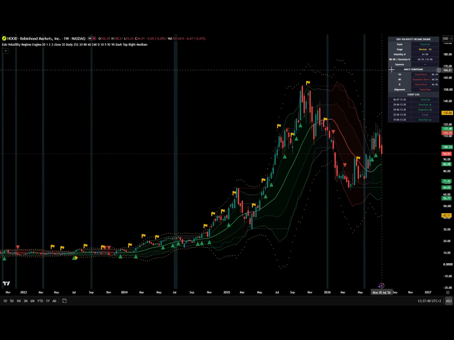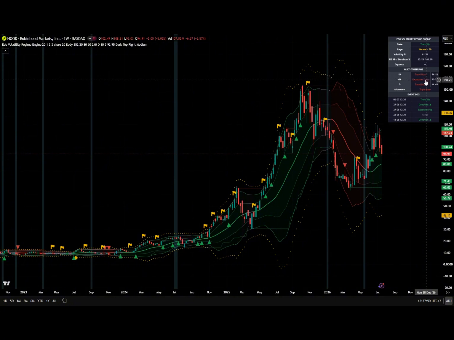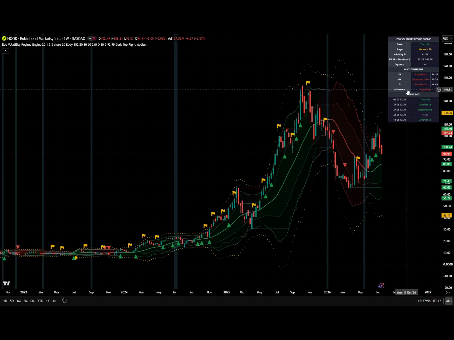The second block runs the same classification on 3 lower time frames, without leaving the weekly chart. 1 hour, 4 hours and daily, each with its own regime and its own volatility percentile. And the alignment row summarizes them, triple bull, triple bear or mixed. Robinhood Weekly is the case worth learning, the weekly regime is up, and the 3 lower frames are all bearish. That is not a contradiction. It is a warning that the pullback is happening underneath your time frame.